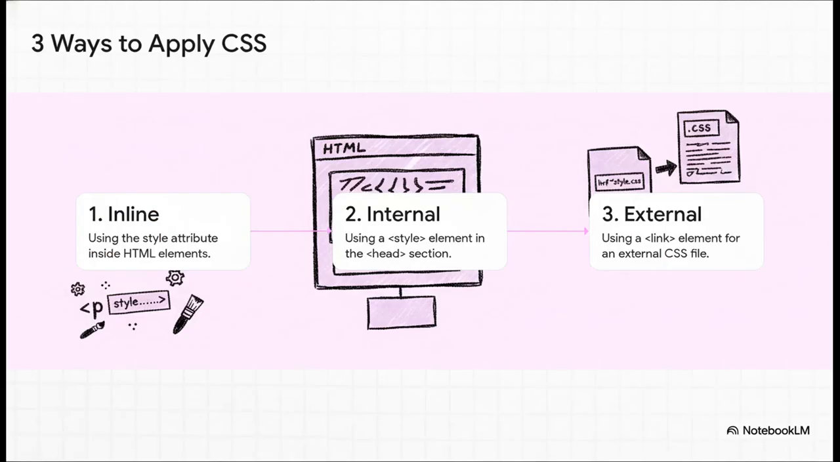So how do you actually get these styles onto the page? Well, there are a few ways. You can apply a style inline, which means you put it right inside a single HTML element, or you can put styles internally, right at the top of your HTML file. But the most common way, the way most pros do it, is to link to an external style sheet. That way you keep all your design rules neatly organized in their own separate file.